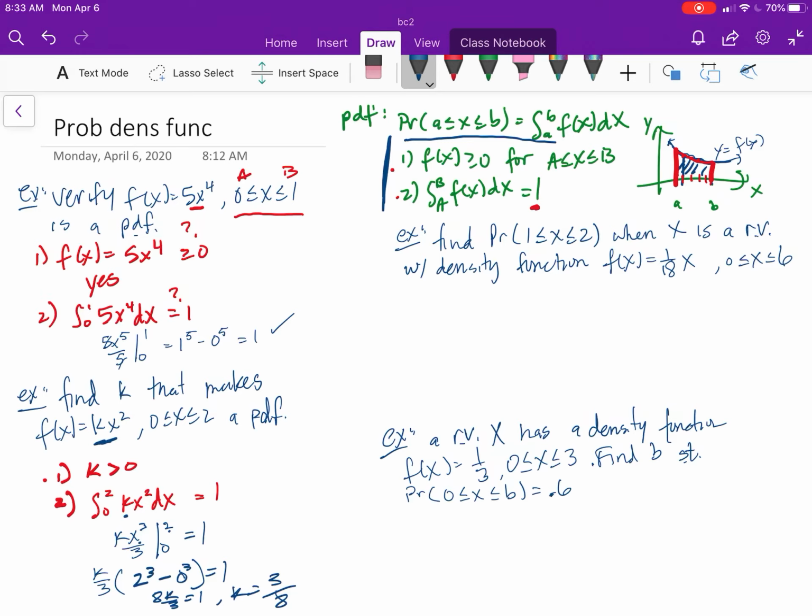And that was all the directions said: find k that makes that. So the function, right, the function is, probably should switch colors, that's right, 3/8 x squared on that interval 0 to 2.